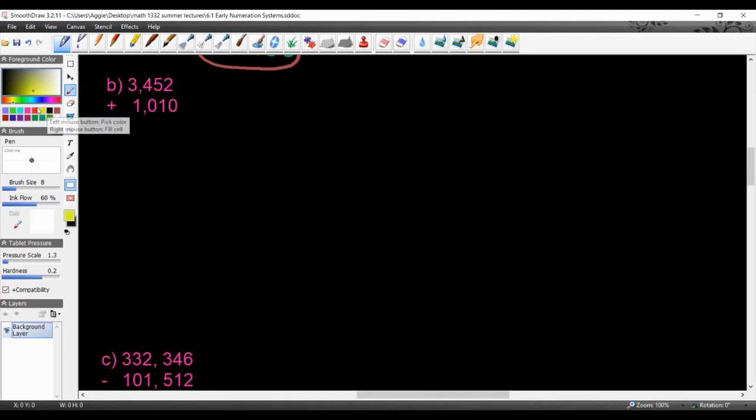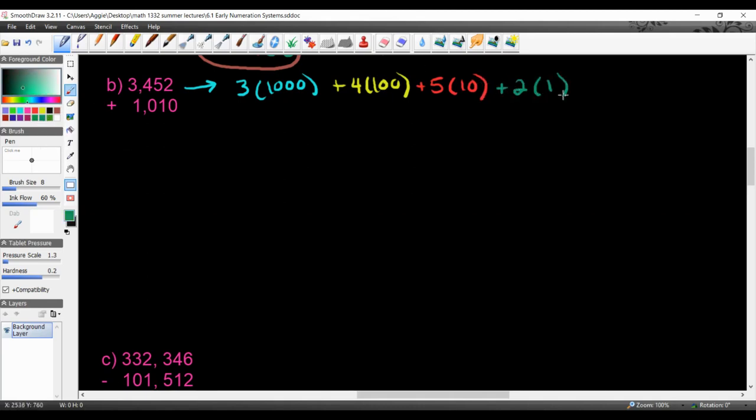For this, I'm not going to color code so much, well, I guess I should to keep it consistent. So this one's going to be 3 of the thousands, so 3,000s, plus 400s, plus 5 10s, plus 2 of the ones. And then the one on the bottom is going to be 1,000, nothing with the hundreds, and we do have a 10. So plus, this is in the tens place right here, 1 times 10. And we're just going to add everything up here.